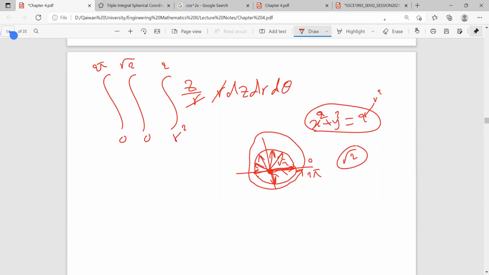These cancel out. That means we just get z here: z dz dr d theta. Just find these triple integrals, first with respect to z, second with respect to r, and third with respect to theta, and write down the result. It's so easy. Let's do it.